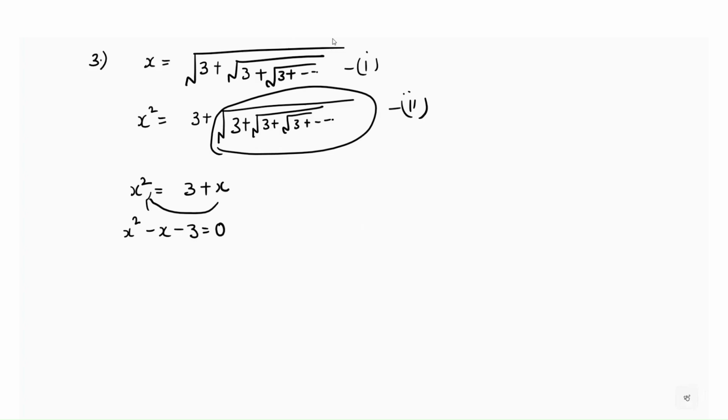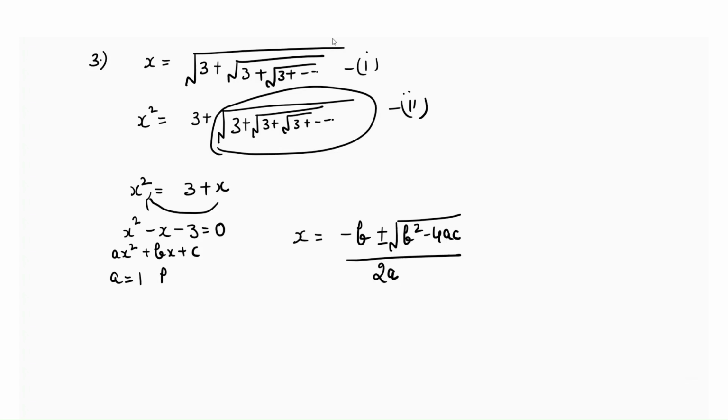Now in this equation I cannot factorize it by splitting the middle term. So I have to use the quadratic formula, which says x is equal to negative b plus minus square root of b squared minus 4ac over 2a. If you want to understand this method, I have already shared the video in the description box, so do watch the video. Now, if I compare this equation with ax squared plus bx plus c, I get the values a equals 1, b equals negative 1 and c equals negative 3.